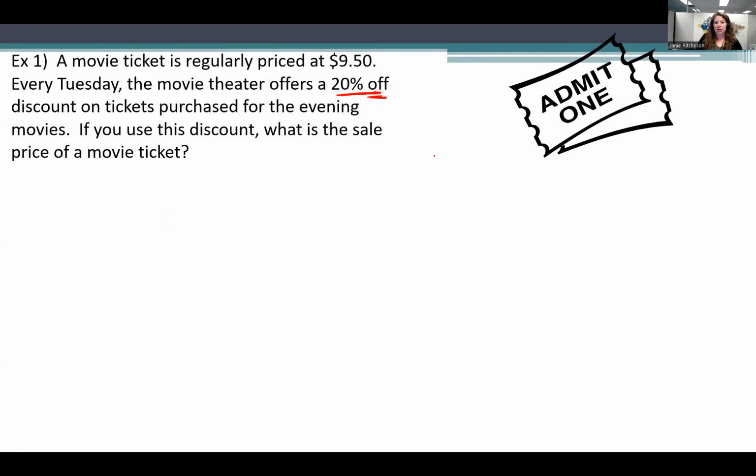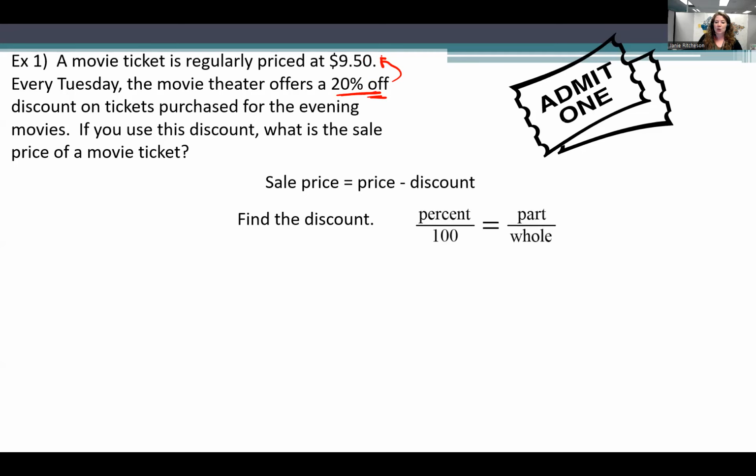All right, there's two things you could do. You could find 20% of $9.50 and subtract your total off the original. Okay, so let's do that part first. The sale price is going to be the original price minus the discount. So let's find the discount first. We can find 20% of $9.50 by setting up our proportion this way. 20% goes over 100. We don't know the sale price. We know the whole price. We could also just multiply 9.50 times 0.2, and we'd also get $1.90.